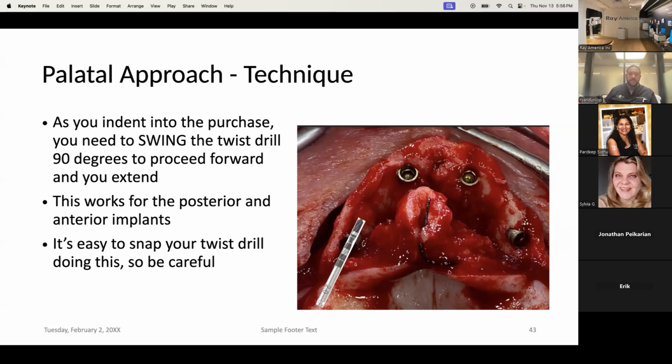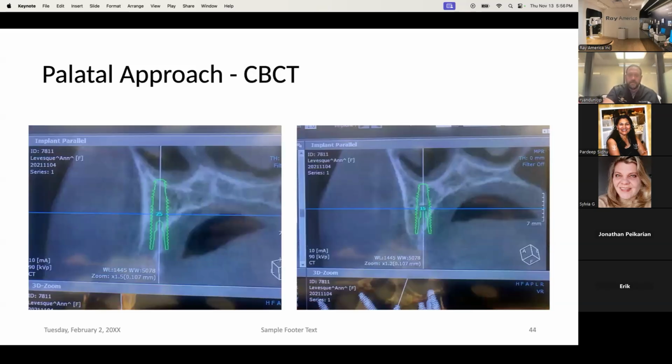And it's a fun technique, but it's a dangerous technique because I've broken a few drills doing this. That lateral 90-degree swing, if you're pushing too hard and you're inside dense bone, you can snap a drill off inside the bone. So you just have to be careful with that.